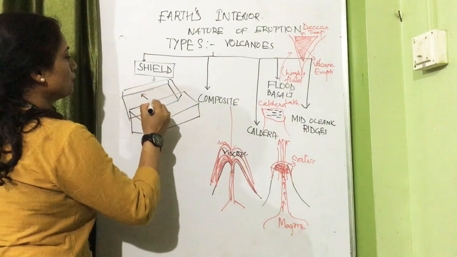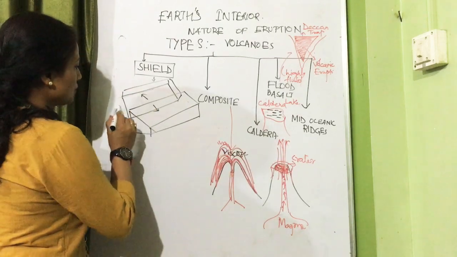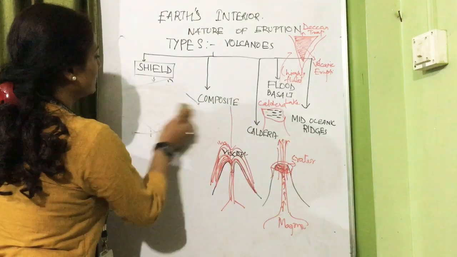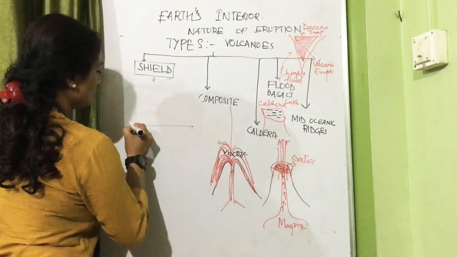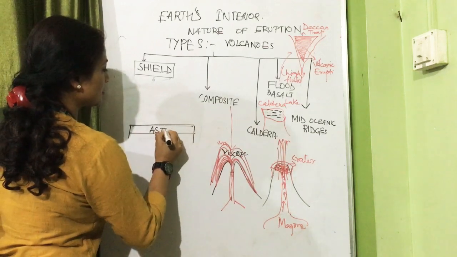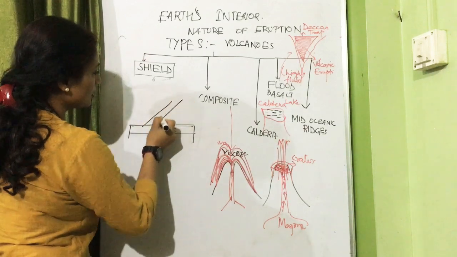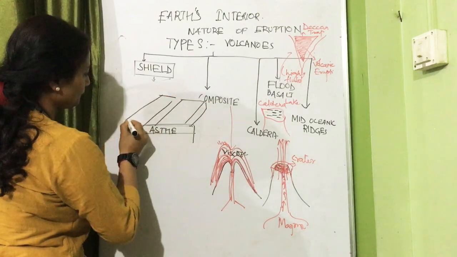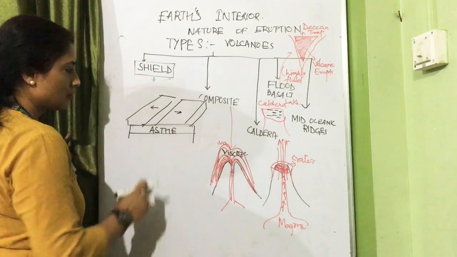If these two plates move away from each other, what will happen? Because we know these two layers are resting upon, I'll make it an easier way. This is a layer of asthenosphere, as we have already discussed. On this layer of asthenosphere, suppose there are two plates, and both of these plates are moving away from each other.